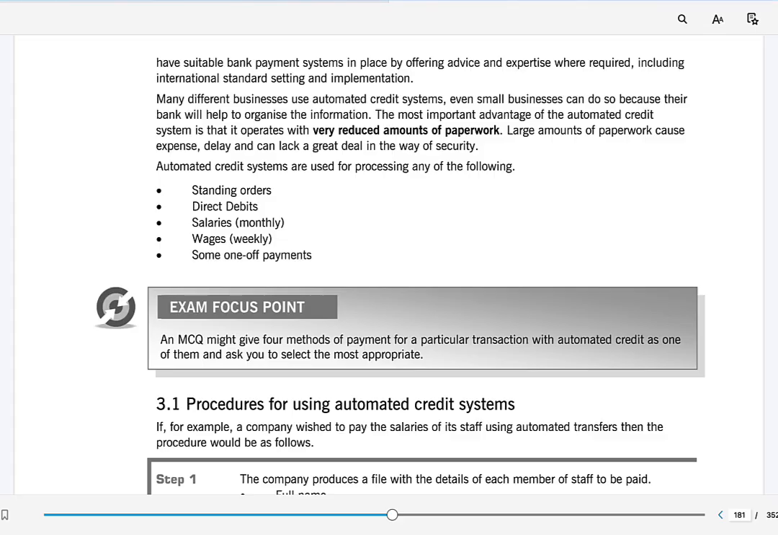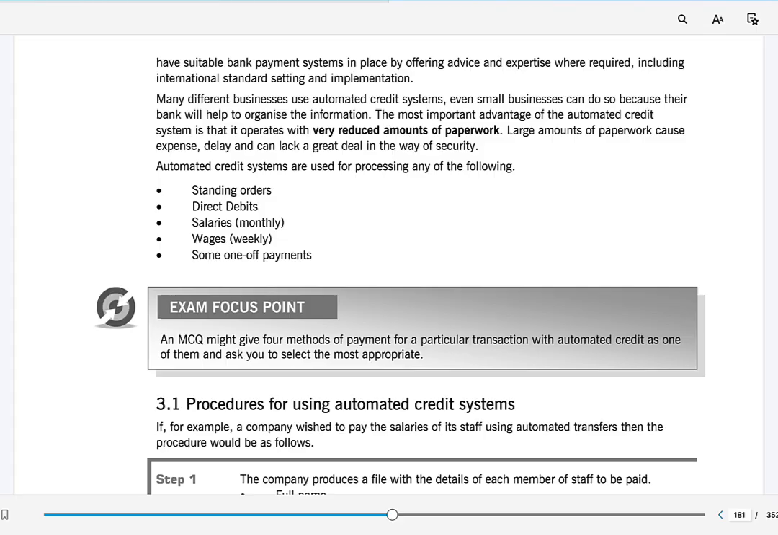Connection between automated credit systems and bank reconciliation. This is very important, and I want you to remember it. Automated payments often appear on the bank statement without warning. For example, direct debits. So if the business does not record them, the records become incomplete. That is why bank reconciliation becomes even more important.